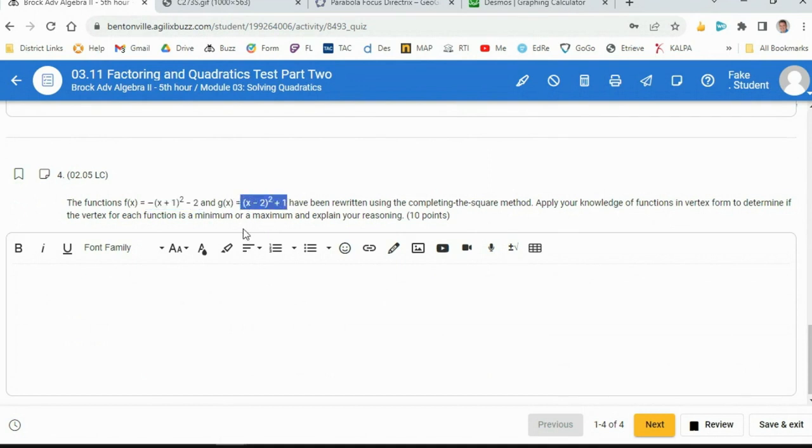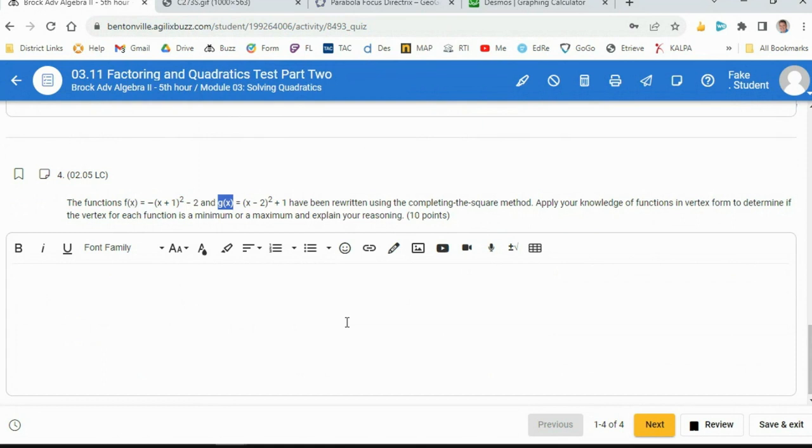And you need to tell me for each equation, for f of x, is the vertex a minimum or a maximum? Is the vertex the lowest point on the graph or the highest point on the graph? And how do you know that? Explain your reason. How do you know that the vertex is the maximum? Or how do you know that the vertex is the minimum? So tell me that for f of x and tell me that for g of x.